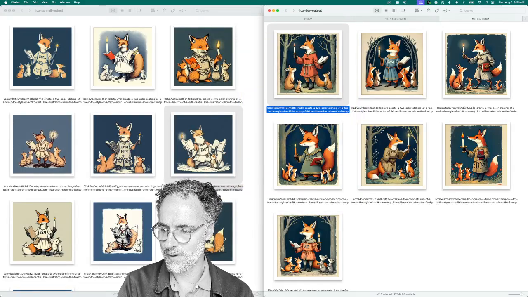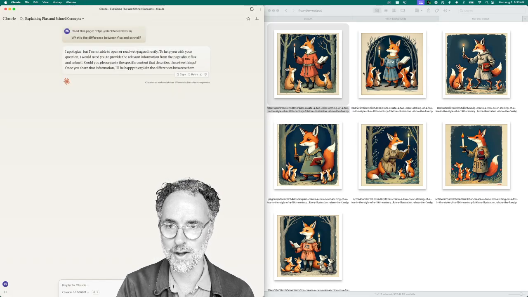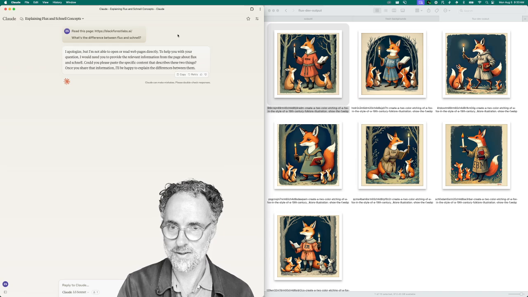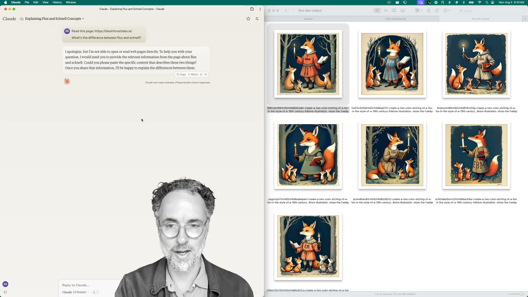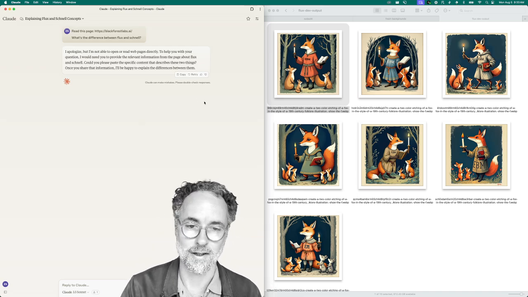So I thought, okay, let's find out what the actual differences are between these two models, at least according to documentation out there. So I asked Claude to read the Black Forest Labs webpage for me. And I was surprised to find out that Claude doesn't actually support URLs yet. So you can't just throw a web page at it and start asking it questions.